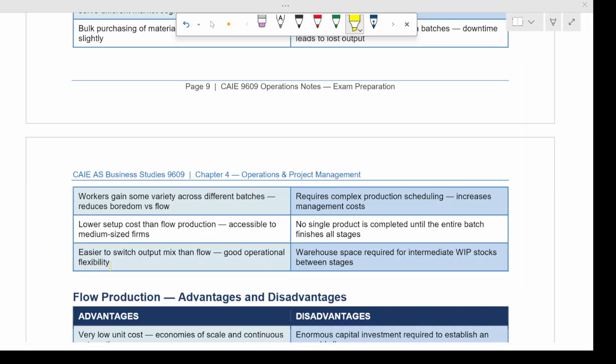The last one is that it is easier to switch output mix than flow production, which is good for operational flexibility. So if you want to change the batch, if you want to introduce a new batch, different specifications, different attributes, it would be easier than flow production, which is mainly because batch production is used to facilitate different attributes that are required in each production cycle. So it gives you flexibility over whatever you produce. This means that it is easier to switch your output. Whereas for flow production, you cannot switch your output a lot.